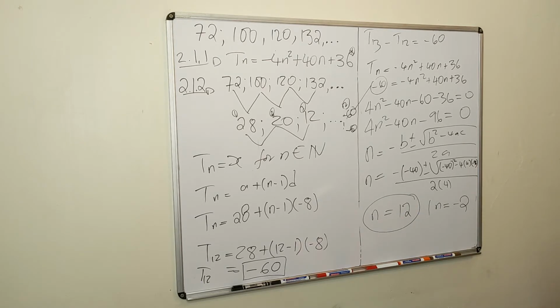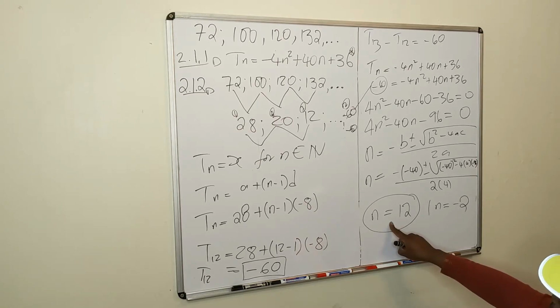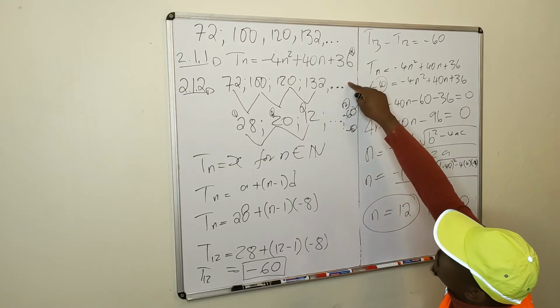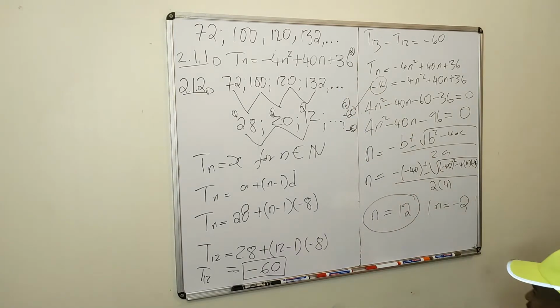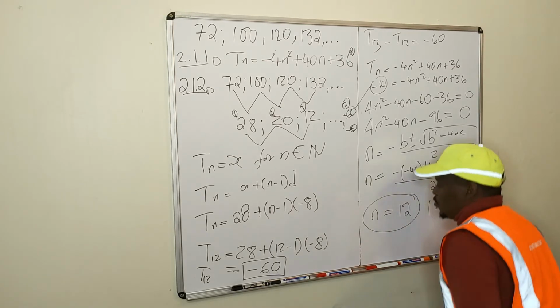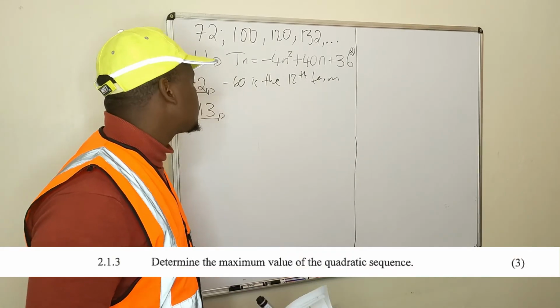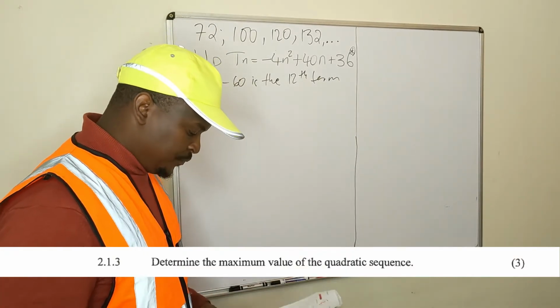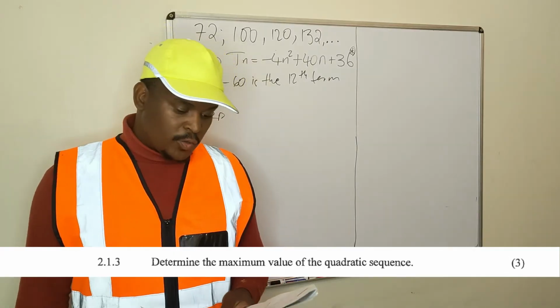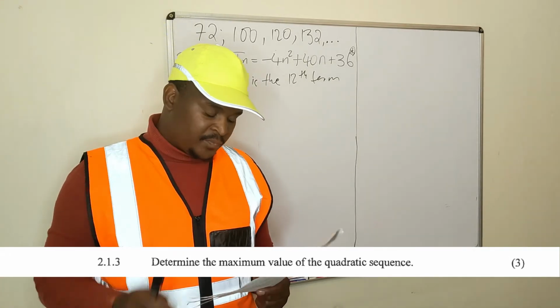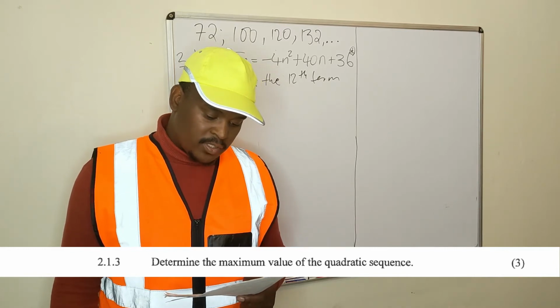So it turns out that minus 60 is also on the 12th position on the original sequence. So that will be that. So we move to the next question. Okay. So now we're done with 2.1.2. We'll be doing 2.1.3. 2.1.3 reads as follows.